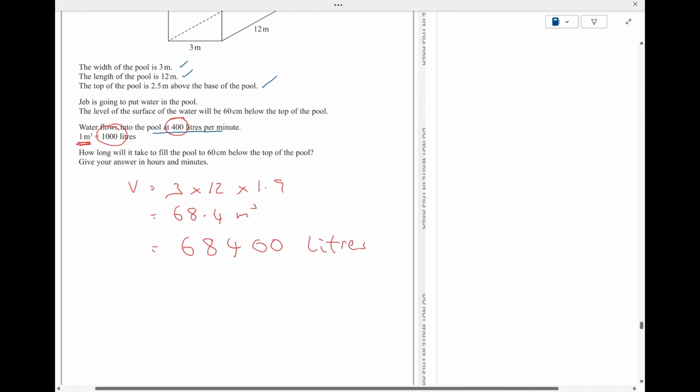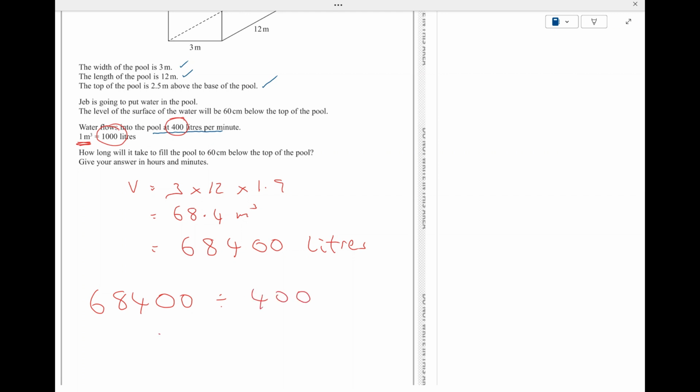Well, you know it's 400 litres that flows every minute. So to work out how many minutes it's going to take, I'll do the number of litres I want divided by the number of litres that flow every minute, divided by 400. It's going to take 171 minutes.